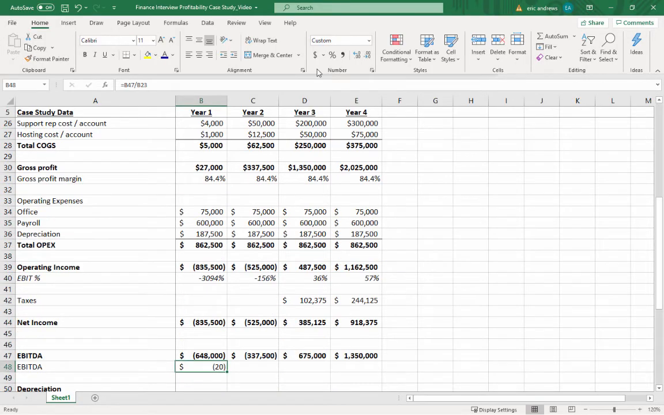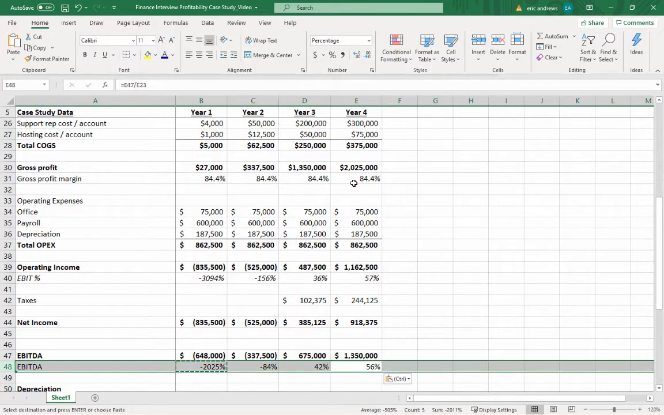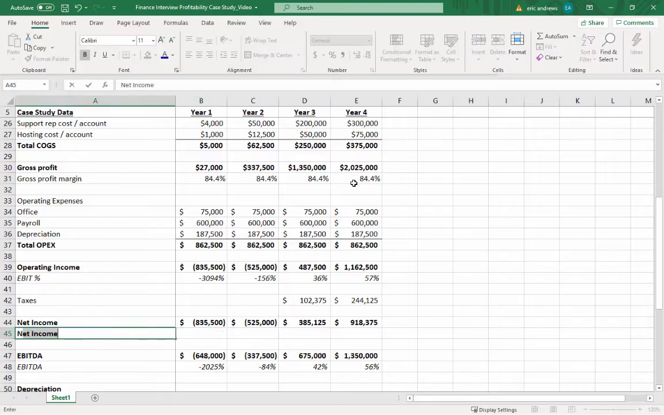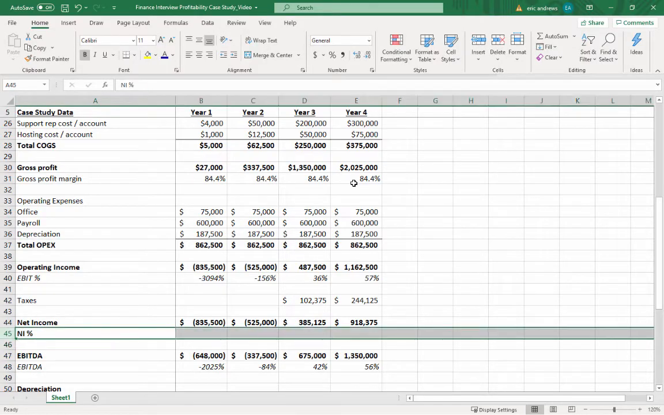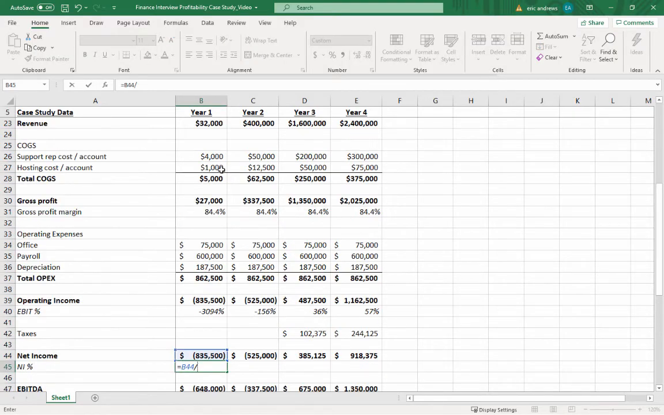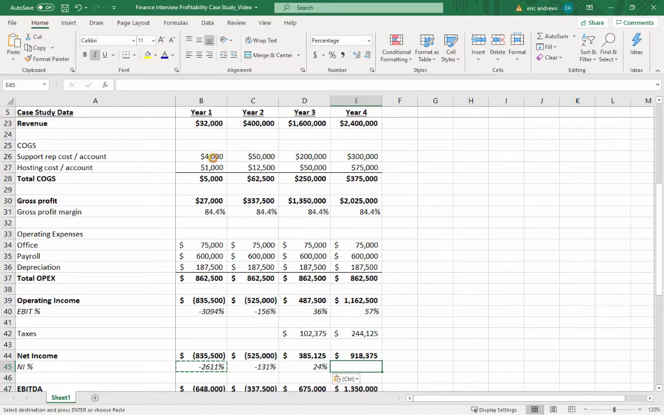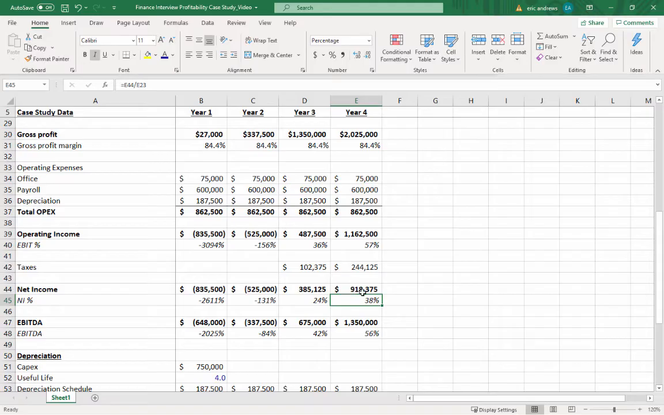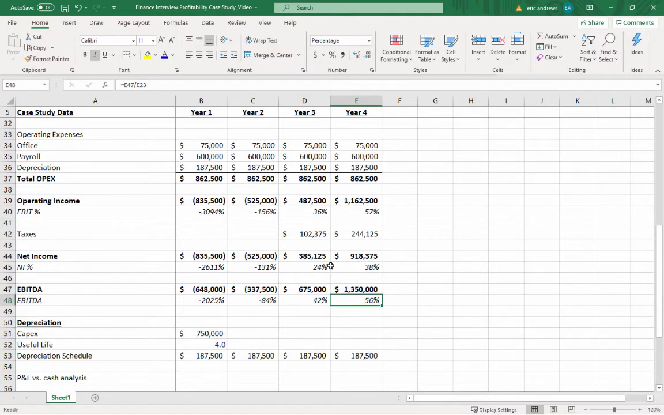And again, in our case study, they didn't ask for EBITDA. But when you have a case study, it's your opportunity to show your knowledge of finance. So if you think something like EBITDA would be helpful, show it. And if you have something to say about it, even better. Okay, so now you can see the margins. This business has a ramp up, but then in year 4, net income is 38%, EBITDA is 56%. So very high. We know that it scales up very nicely.